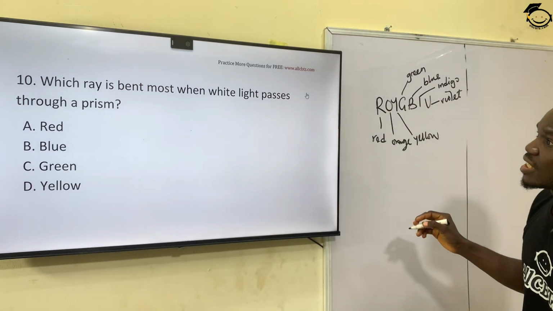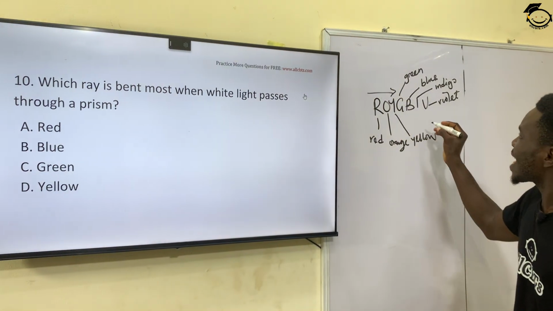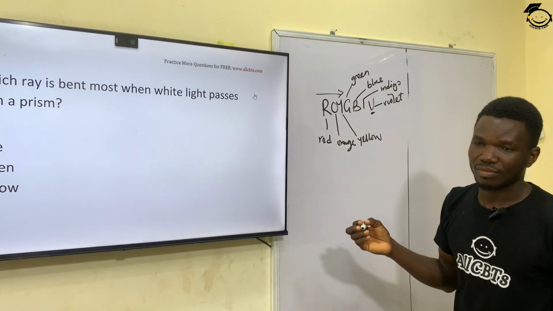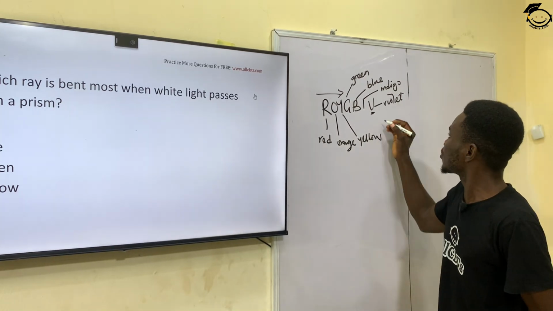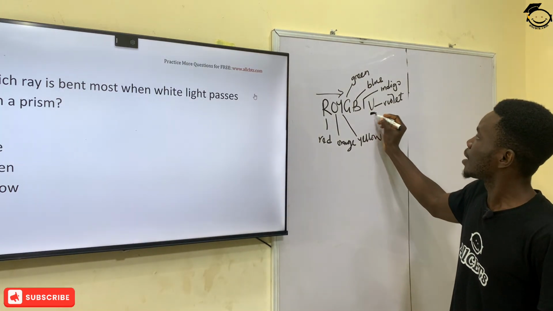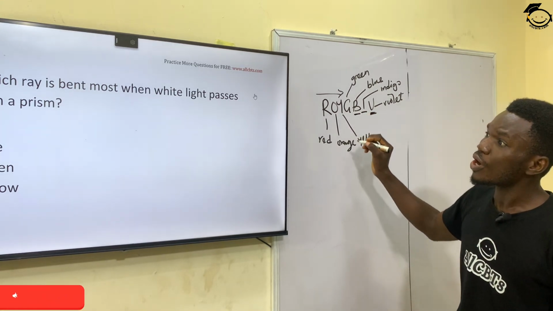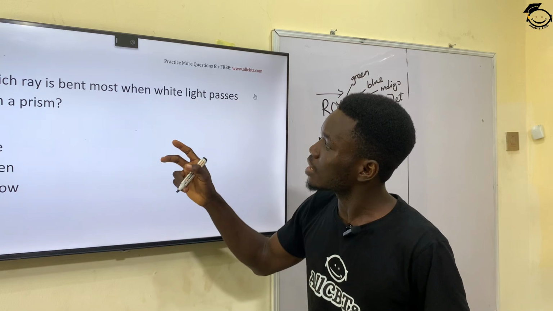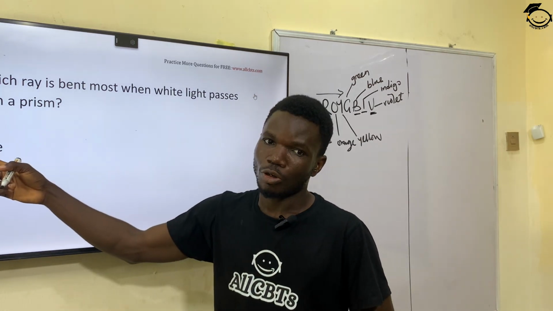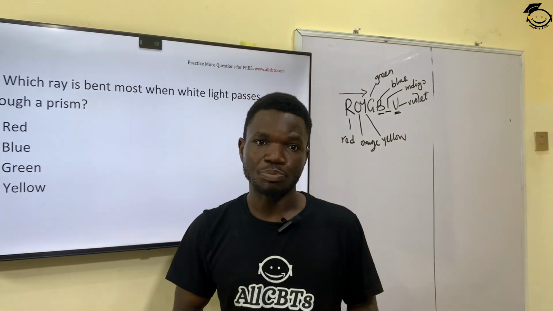And they are arranged in order of their dispersion, which means the last color here is the most bent when passed through the prism. So if you look at this, since we do not have violet and we do not have indigo in our options, the next one we're looking for is blue. So the color that is most bent when light passes through a prism here is blue. So the correct answer to this question is B, which is blue.